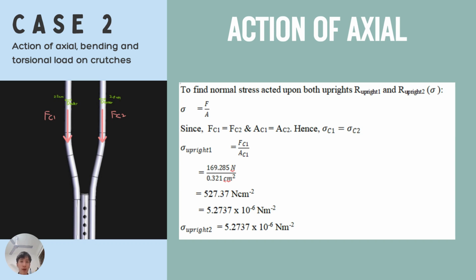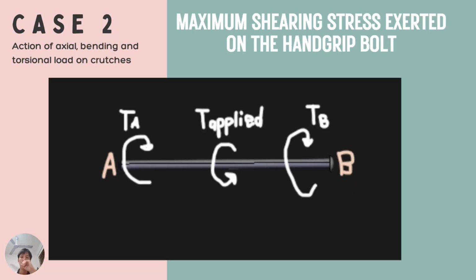Since the parameters of upright 1 are the same as upright 2, we can conclude that the normal stress is also the same in upright 2. Next, this is the second goal we are going to analyze in case 2, which is the maximum shearing stress exerted on the hand grip board.